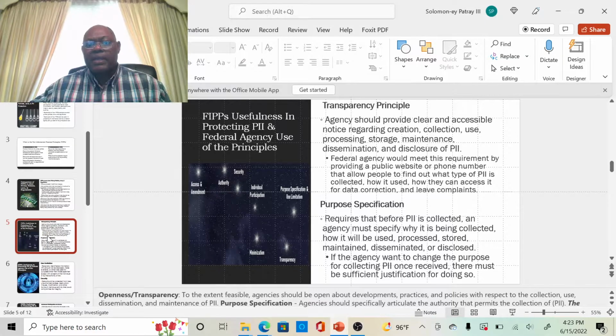Another principle is purpose specification. This requires that before PII is collected, an agency must specify why it is being collected and how it will be used, processed, stored, maintained, disseminated, or disclosed. If the agency wants to change the purpose for collecting PII once received, there must be sufficient justification for doing so.